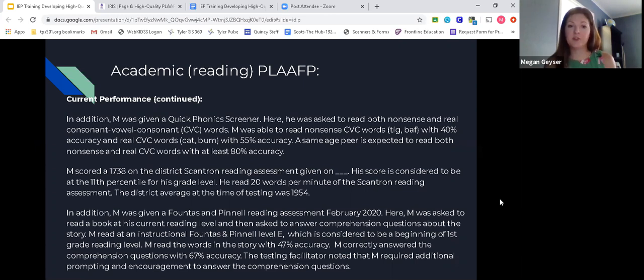I worked in other districts and we did not do Fountas and Pinnell. So when I came here, I really had to educate myself on the different levels. I mean, I was constantly looking it up.